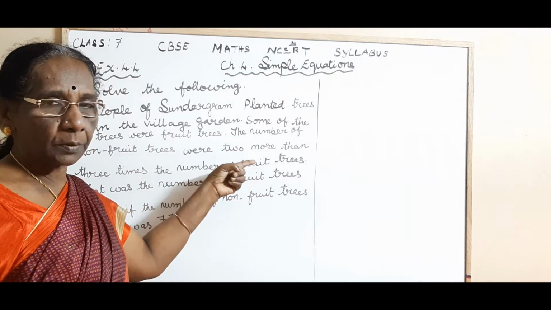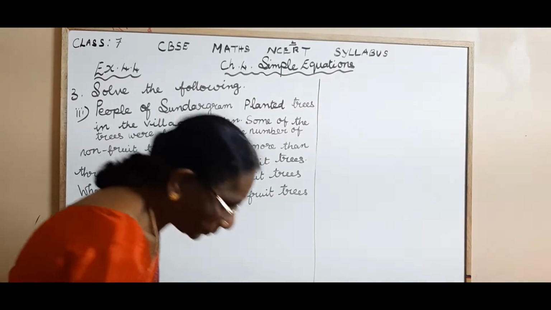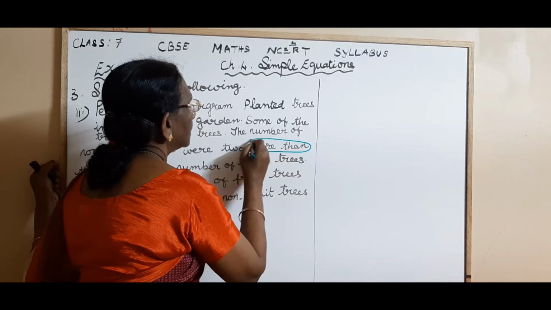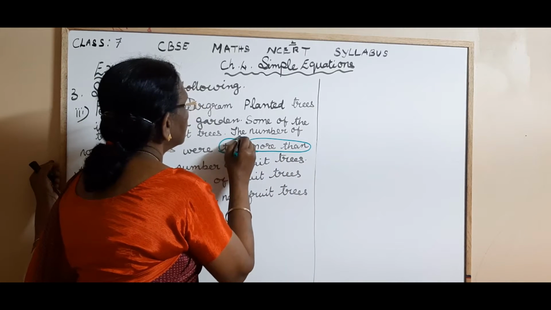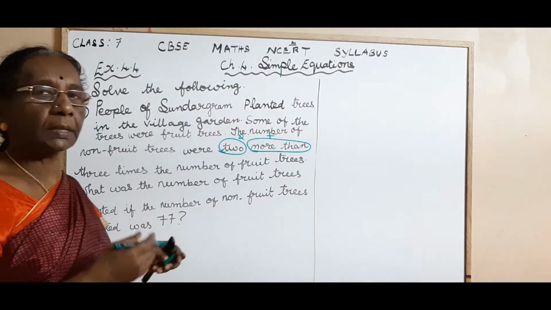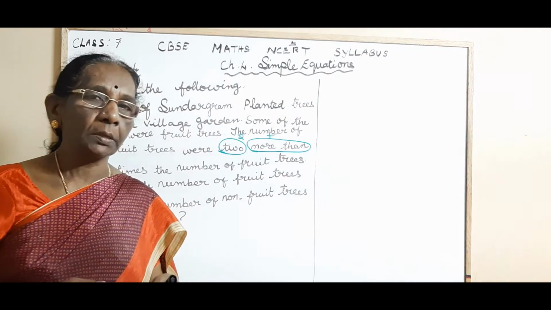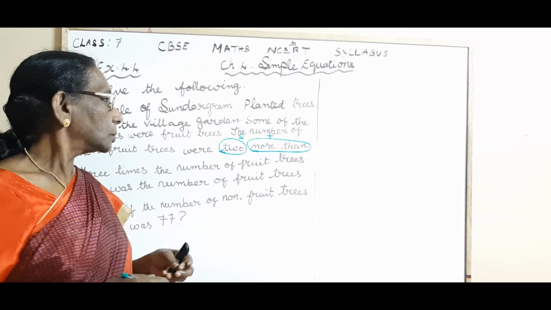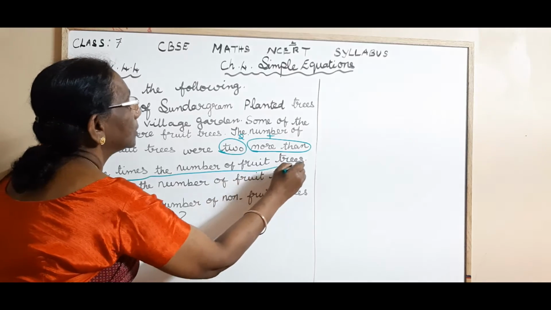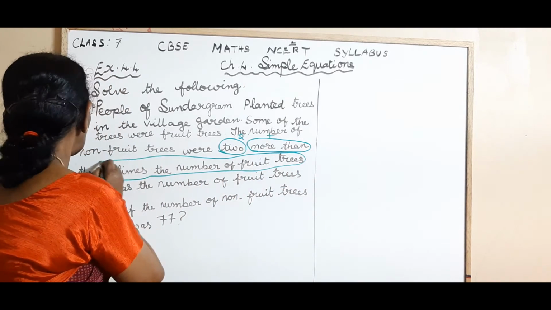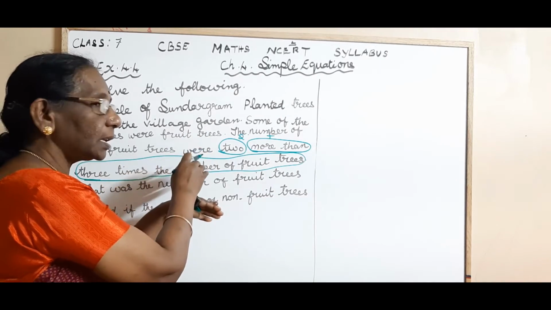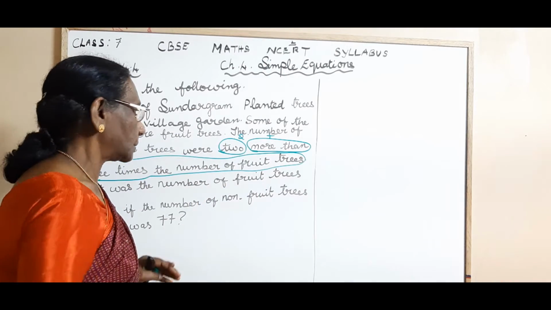2 more than means what, children? 2 plus. 2 more than means plus. Have you understood, children? Less means subtraction, more means addition. How many times? 3 times the number of fruit trees. So this is the relation between the number of fruit trees and the non-fruit trees.